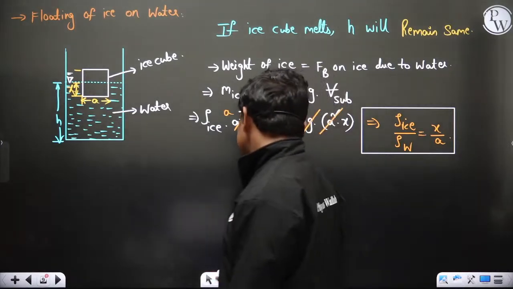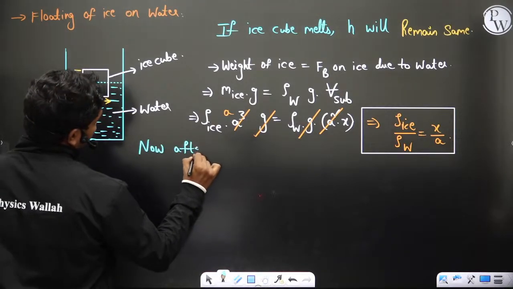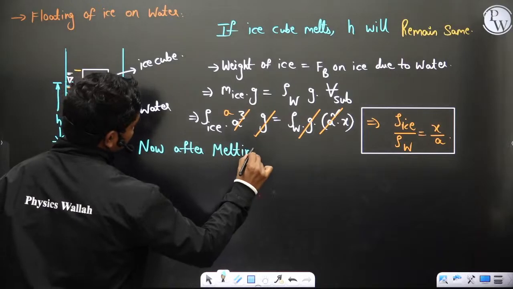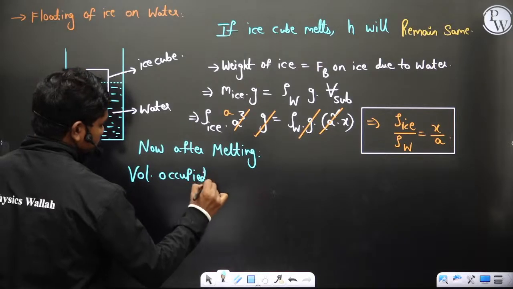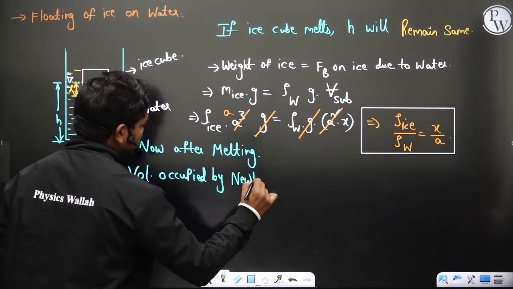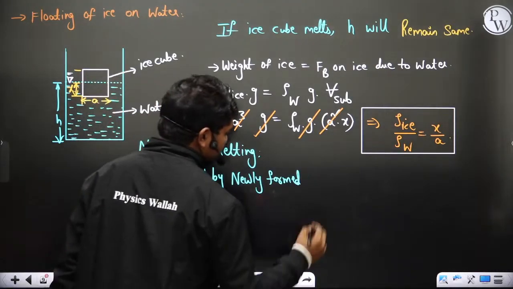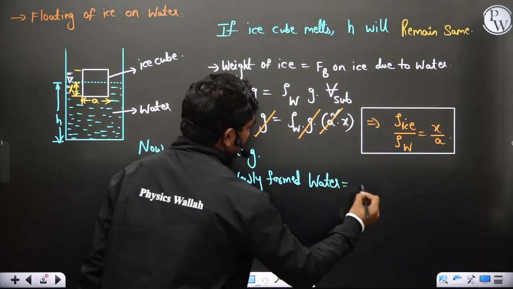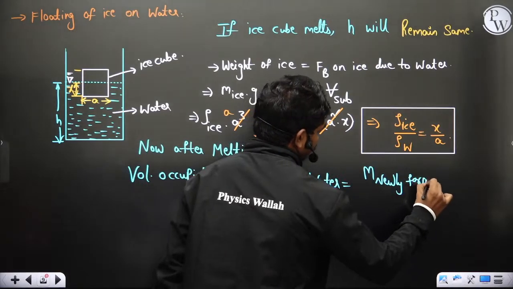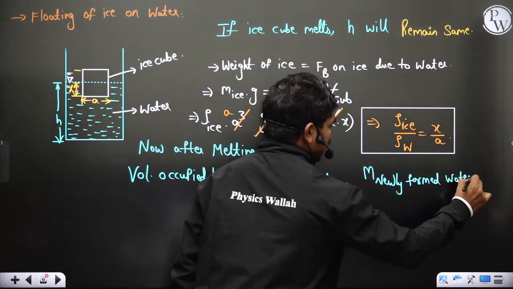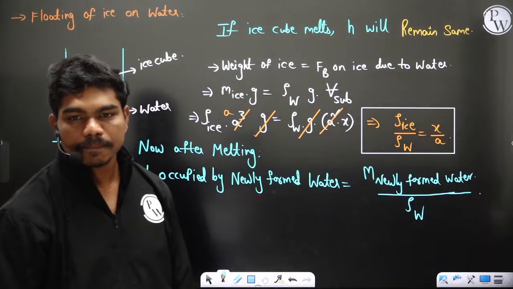Now let us see what happens after melting. The volume occupied by newly formed water. Why is water getting formed? Because ice is melting. So the volume of newly formed water is equal to the mass of newly formed water divided by density of water, because it got converted to the water phase now. Yes or no? Can I write this?